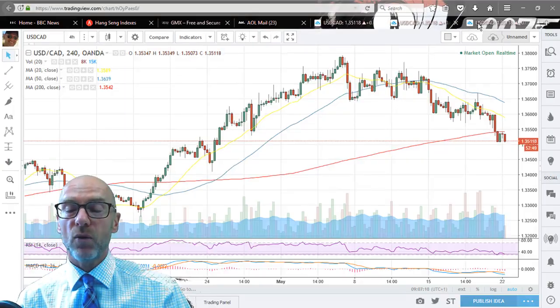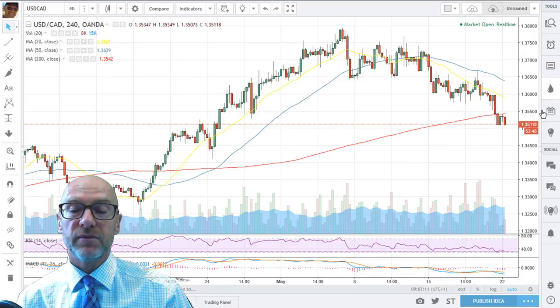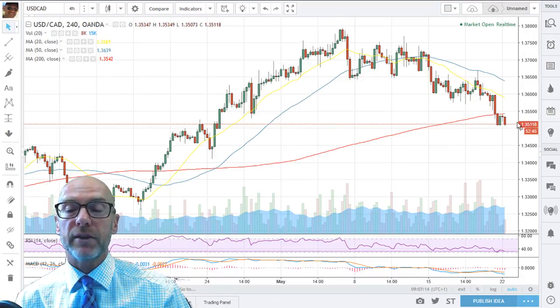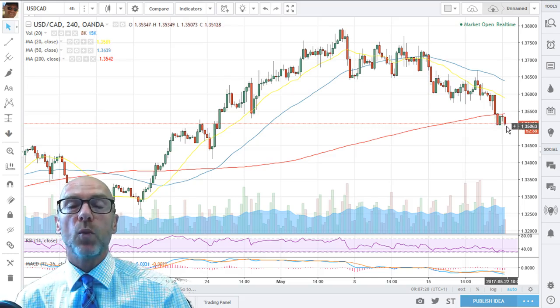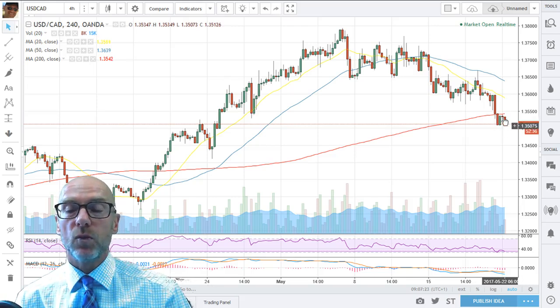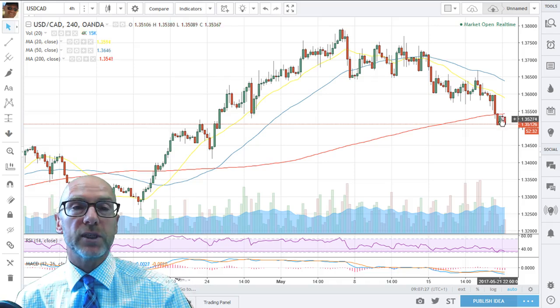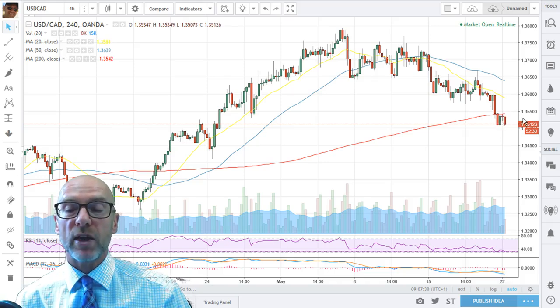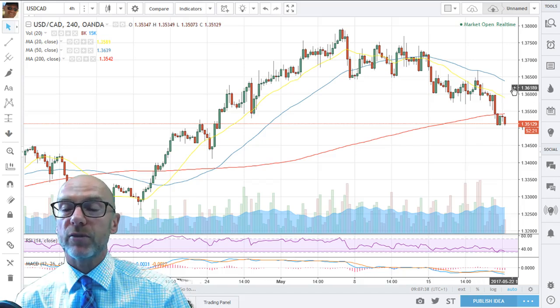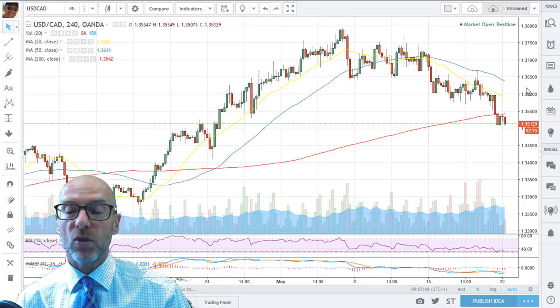On the 4-hour chart, very different. We're now back at the support of the 200 4-hour average. That's moving up, should give support. We are below it, but don't worry about it not being above. It will still be a supportive factor as long as we trade around it. On the upside, if we get up towards 136, you're going to get a bit of resistance from the 24-hour average and then higher at the 54-hour average.